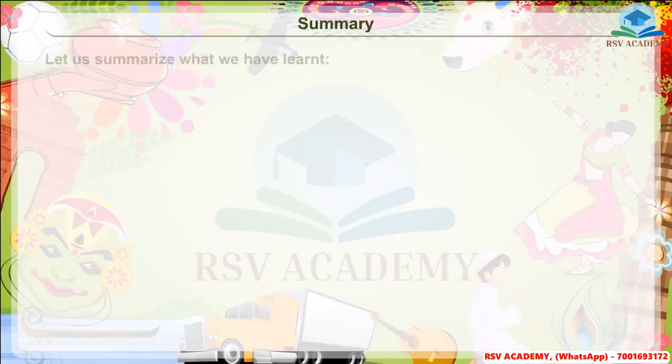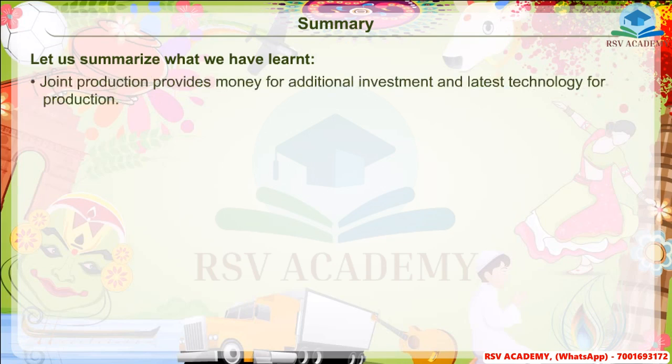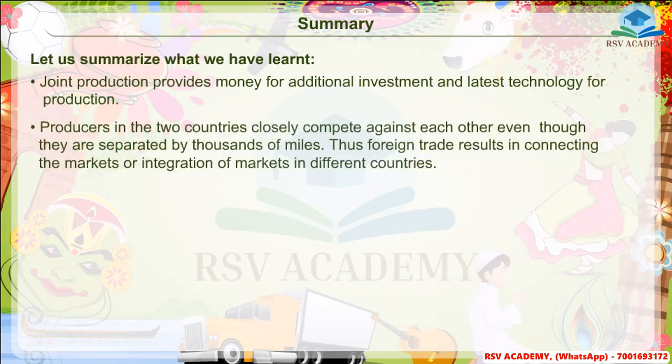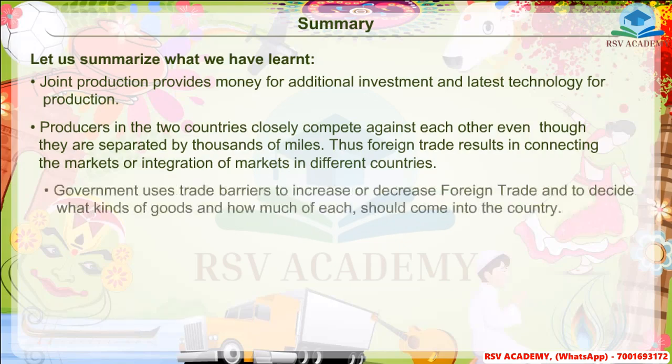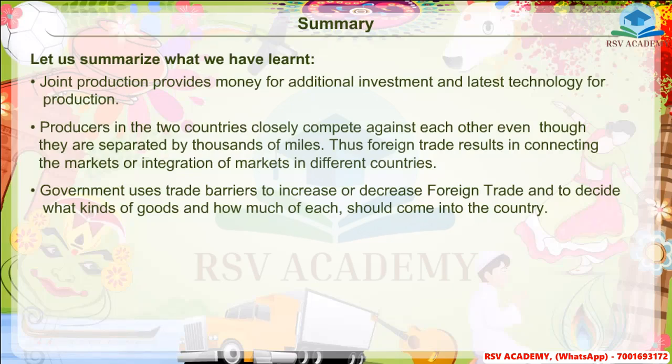Summary. Let us summarize what we have learned. Joint production provides money for additional investment and latest technology for production. Producers in the two countries closely compete against each other, even though they are separated by thousands of miles. Thus, foreign trade results in connecting the markets or integration of markets in different countries. Government uses trade barriers to increase or decrease foreign trade and to decide what kinds of goods and how much of each should come into the country.